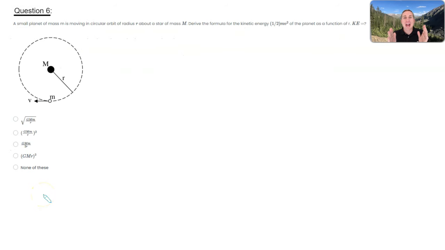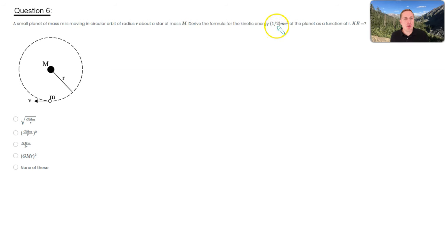So here we have a basic orbital mechanics problem in physics. Question 6. A small planet of mass m is moving in a circular orbit of radius r about a star of mass capital M. Derive the formula for the kinetic energy, 1/2 mv squared, where lowercase m is the mass of the planet, as a function of r. So in other words, the kinetic energy is equal to what? Well, let's think about what we need to do.